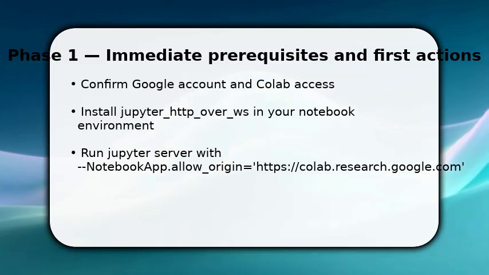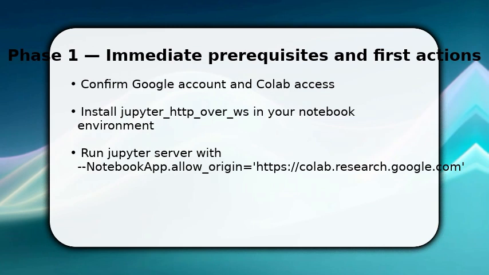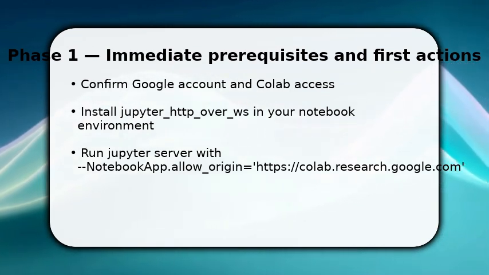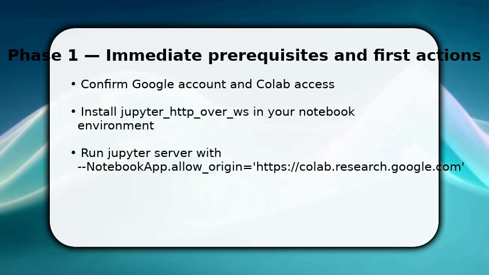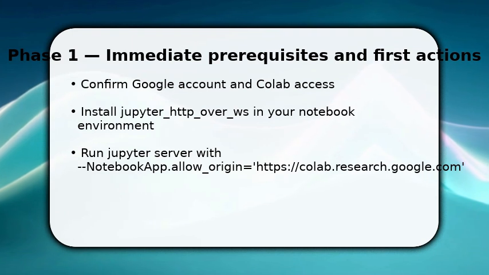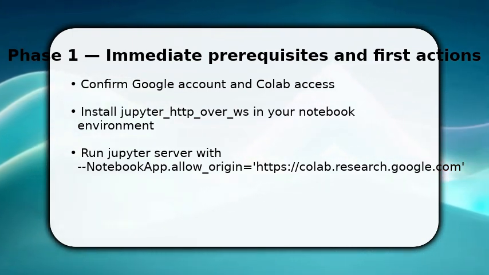You already have the essentials: a Google account and a local Jupyter setup. First, open your terminal, install the extension Jupyter HTTP over WS so Colab can tunnel commands. Next, enable the extension and start your Jupyter server with the Allow Origin flag set to Colab. Make sure to include Notebook app, port, and a secure token.